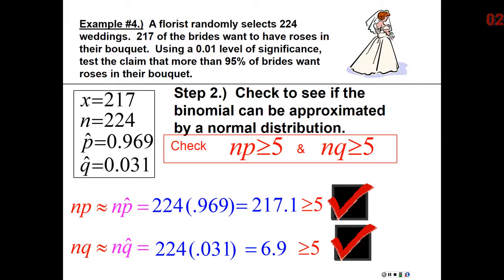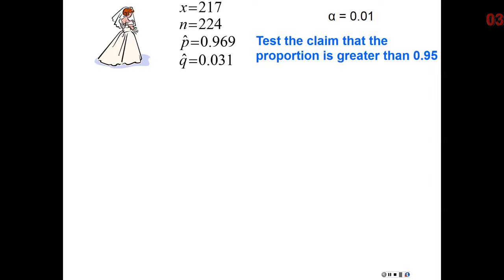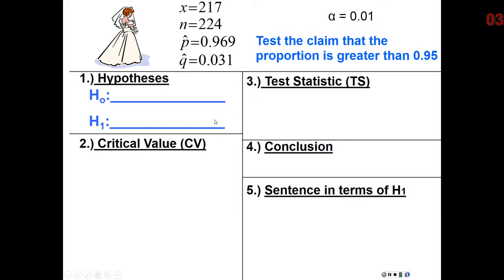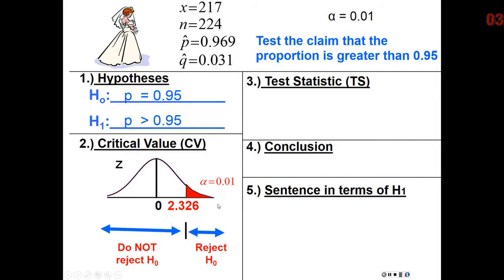Now the next thing that you're going to do is this. Okay, so we have our hypothesis. Test the claim that the proportion is greater than 0.95. Okay, that's your answer. Now, your critical value, same way that you did it before, 0.01. Okay, and it's greater than, so it's on this side. You give it the same way that you do before. Okay, you take this 0.01, and you're going to go over here.